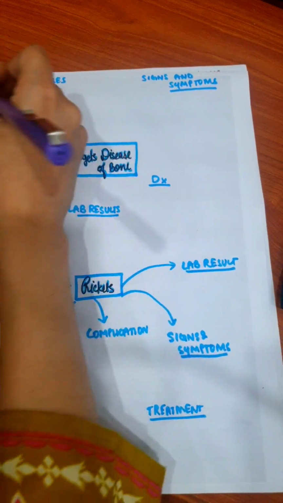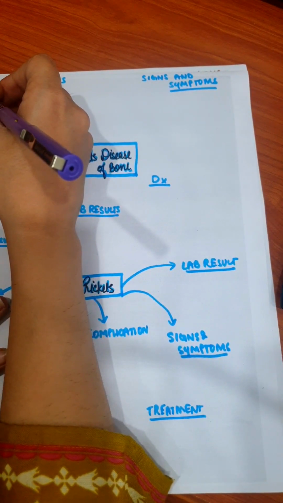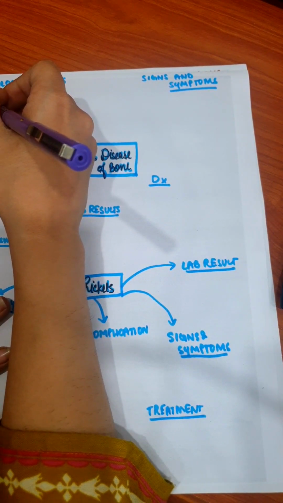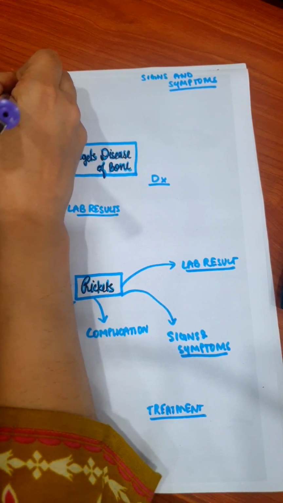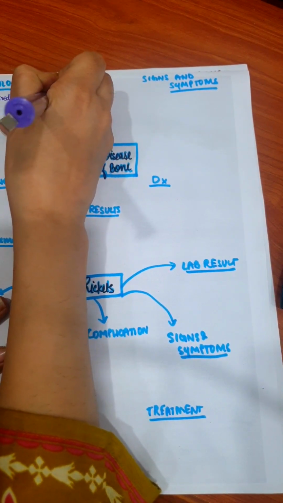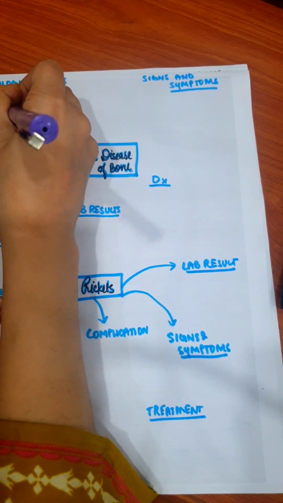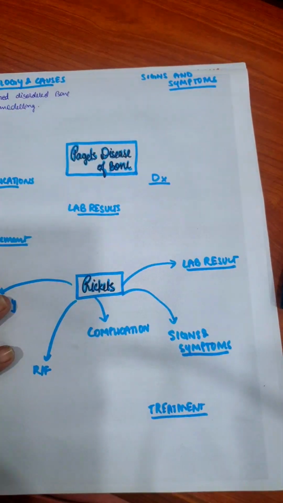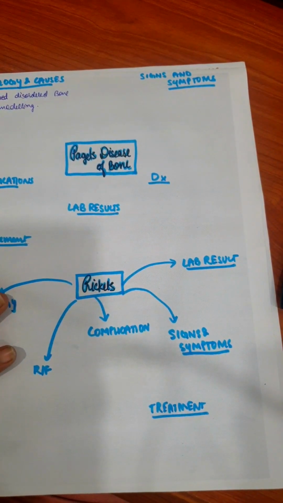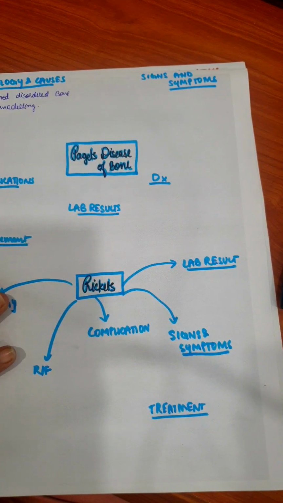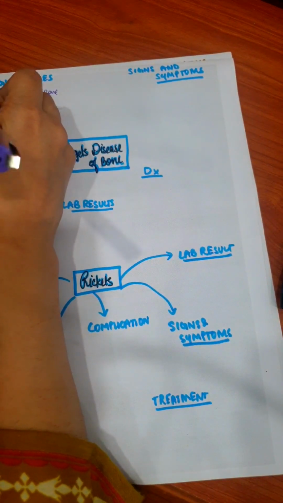So pathology and cause of Paget's disease, basically what happens in Paget's disease, there is localized disordered bone remodeling. Now, there is excessive bone resorption and there is disorganized compensatory bone formation. There are three phases for the pathogenesis. So it happens in three phases.